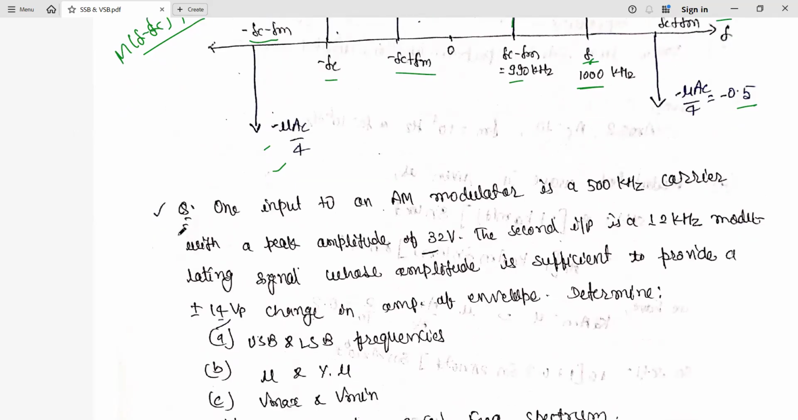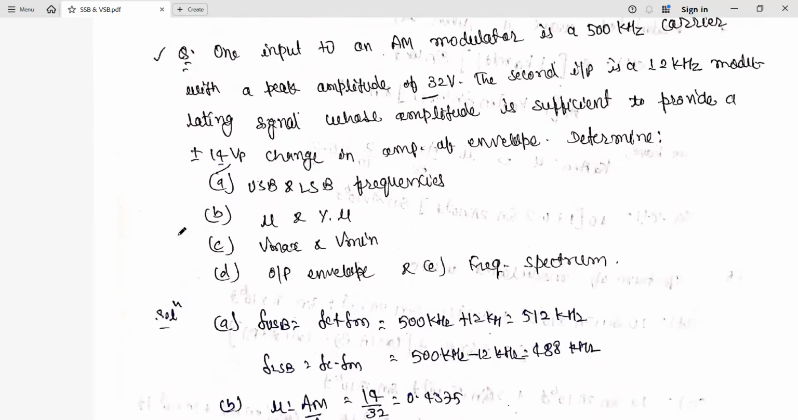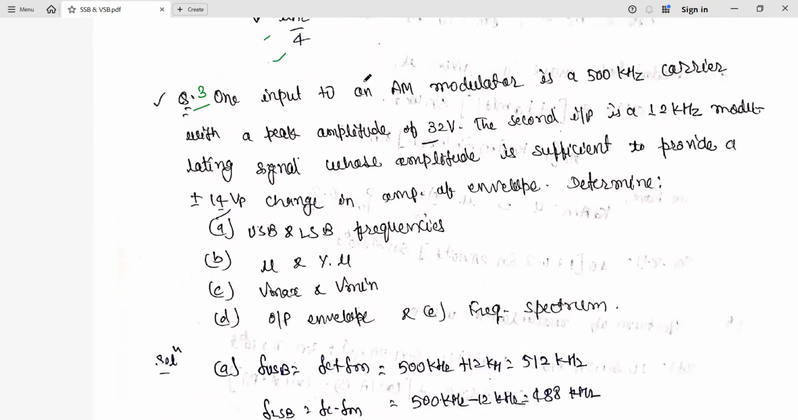Now, the third question is about one input, two AM modulator. A modulator means two signals: one carrier signal and one message signal is the minimum requirement for the modulation. So what is the one input, two AM modulator? This is the 500 kilohertz carrier, so this is fc with a peak amplitude of 32 volts. This amplitude is the Ac.